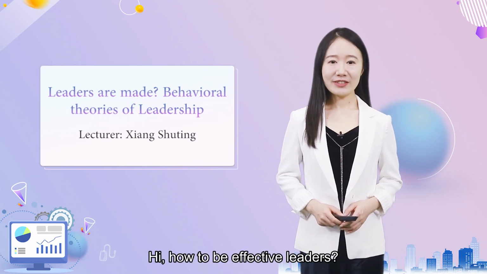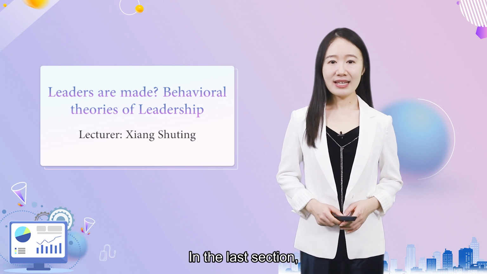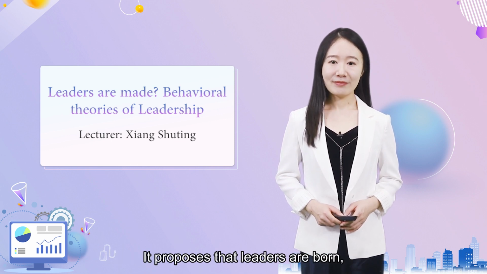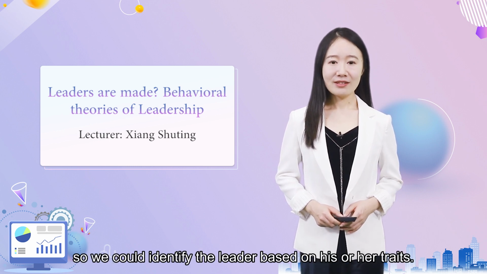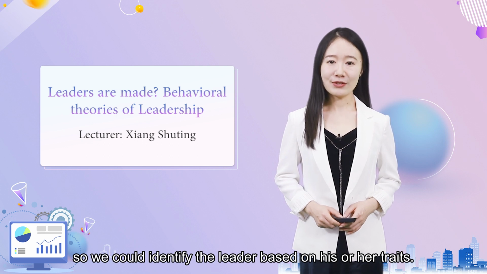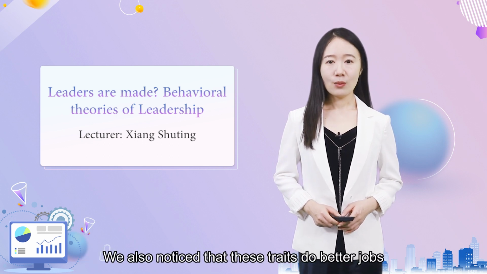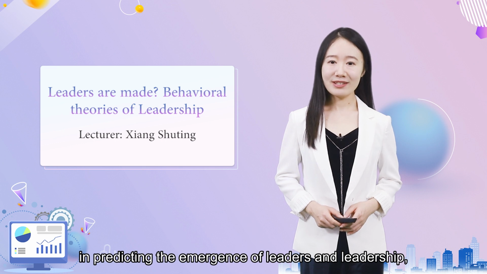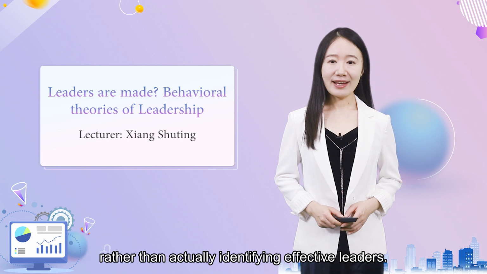How to be effective leaders. In the last section, we talked about three theories of leadership. It proposes that leaders are born, so we could identify the leader based on his or her traits. We also noticed that these traits do better jobs in predicting the emergence of leaders and leadership, rather than actually identifying effective leaders.